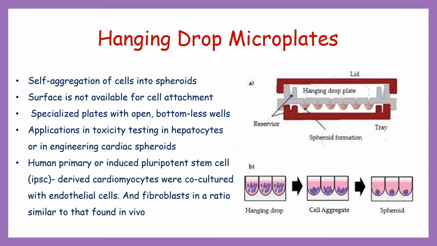In a recent study, human primary or induced pluripotent stem cell derived cardiomyocytes were co-cultured with endothelial cells and fibroblasts in a ratio similar to that found in vivo. The cardiac spheroid mimicked important in vivo features of the human heart biochemically and pharmacologically, offering a 3D cell culture model to study toxic effects in human heart tissues.